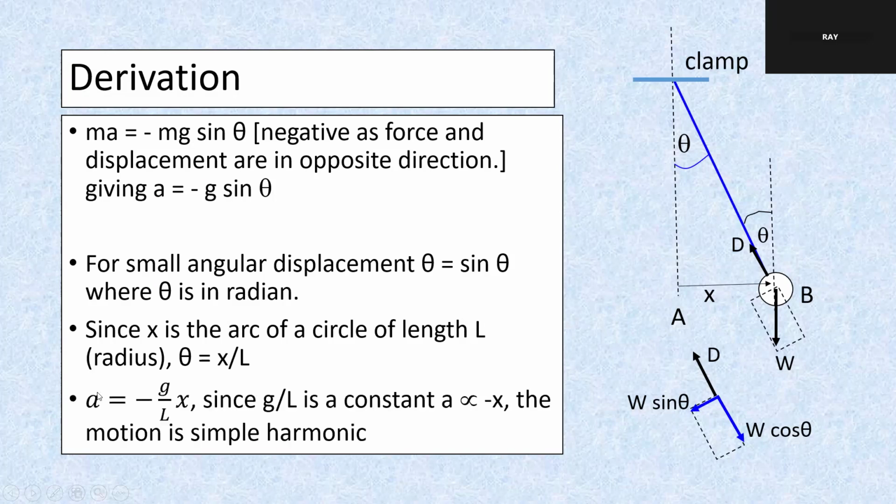So we get a equals minus g over L times x, where g is a constant and L is a constant. In this case, we have shown that a is proportional to minus x. So the motion is simple harmonic. Okay with that? Yeah.